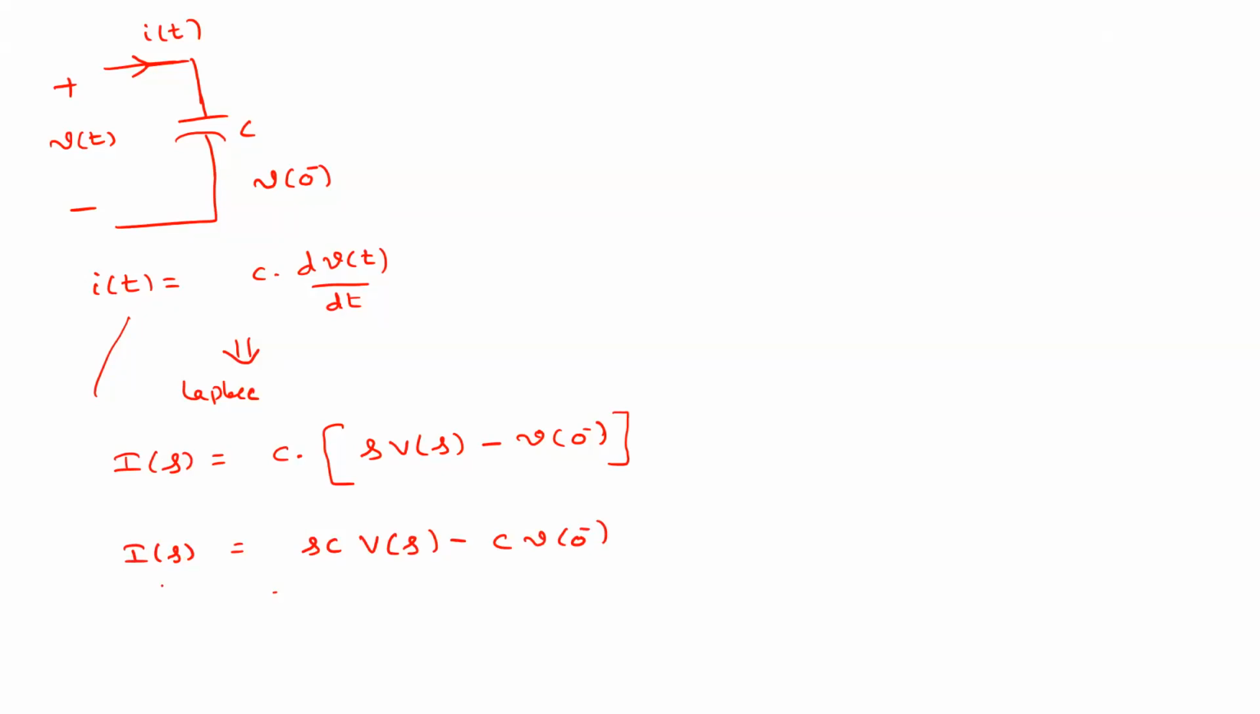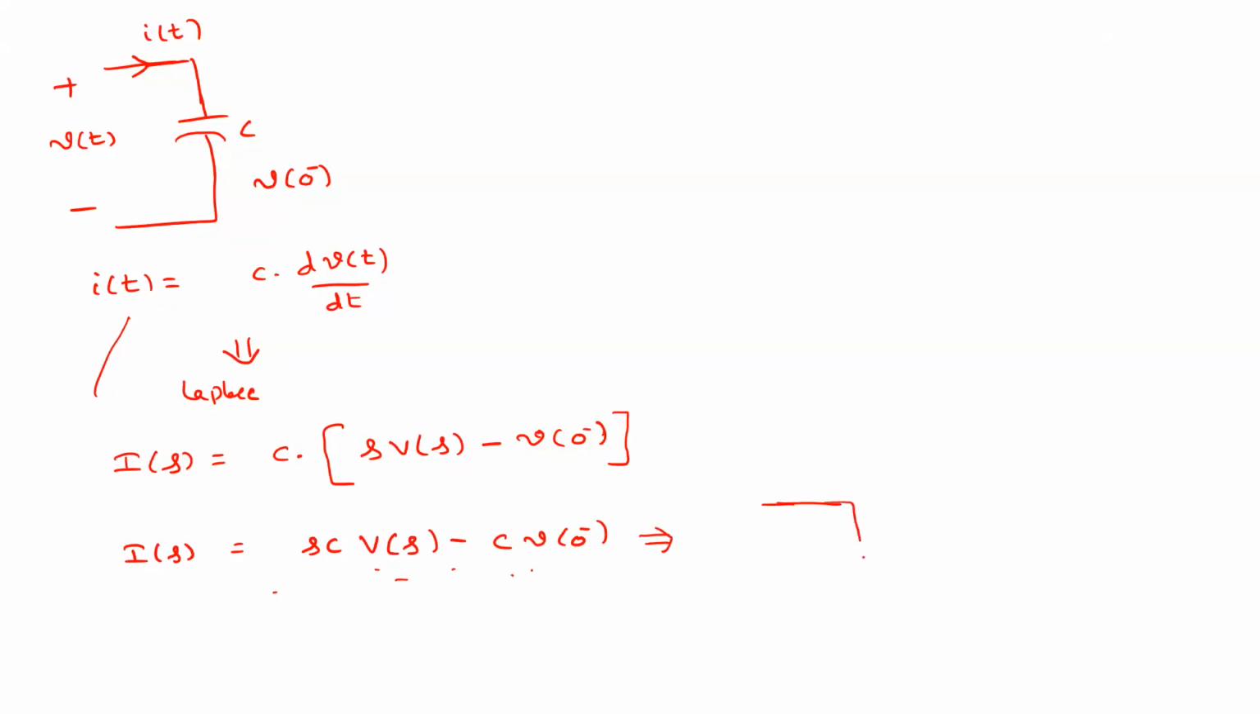So on one side you have the incoming current I of S, equal to the sum of two outgoing currents. What are their values? SC into V of S, and minus C into V of 0 minus. So how to represent this in an equivalent circuit here? Since it is I of S, it is a current-based equivalent circuit. So how to write that one?